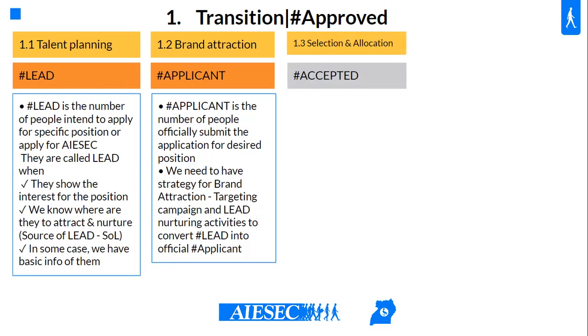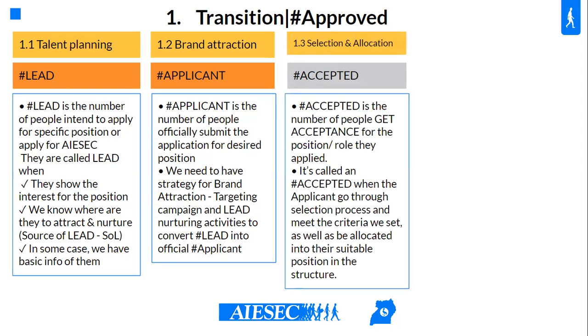So the next point is the selection and allocation, whose transition is measured using the accepted stage of the funnel. Accepted is the number of people who get accepted for the position or role that they apply for. They are called accepted when they go through the selection process and meet the criteria we set. As I said, for example, if the criteria is that you attend the interview and actually pass it, then once an applicant passes the selection process that we have set, they become accepted.